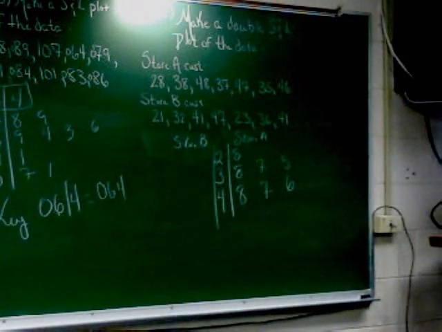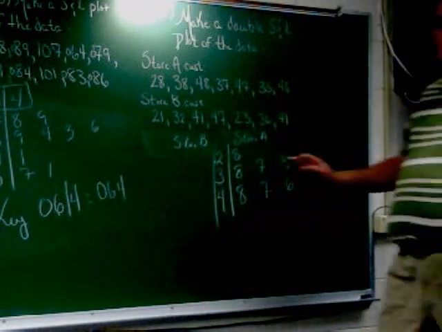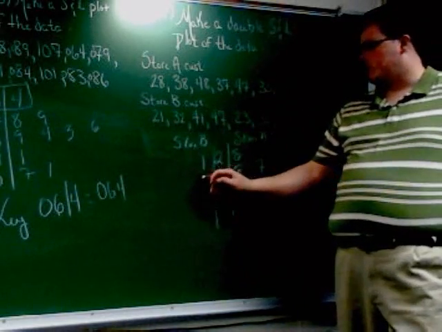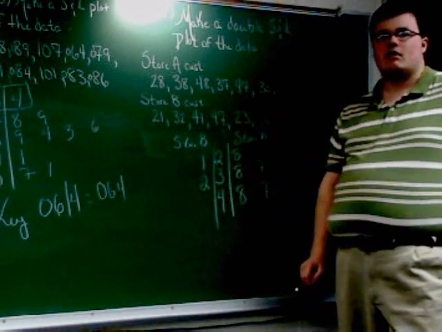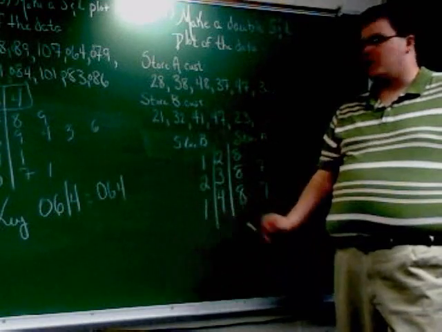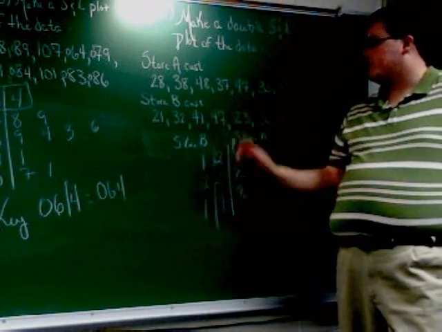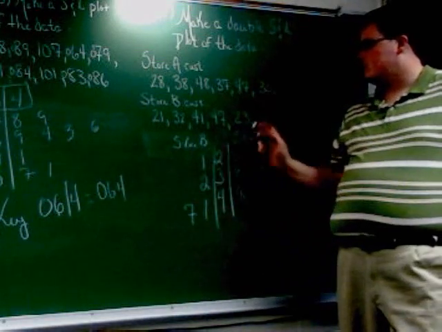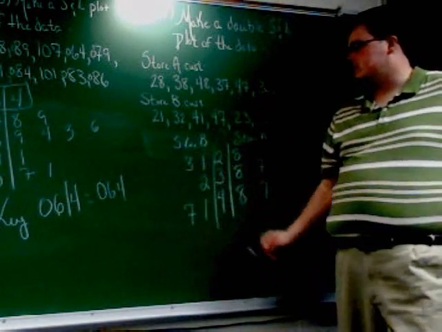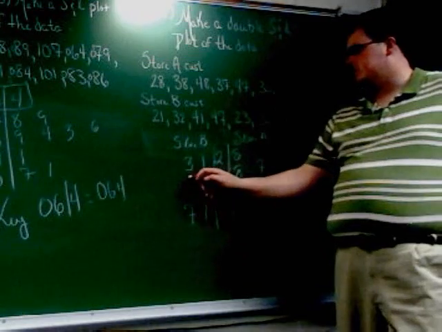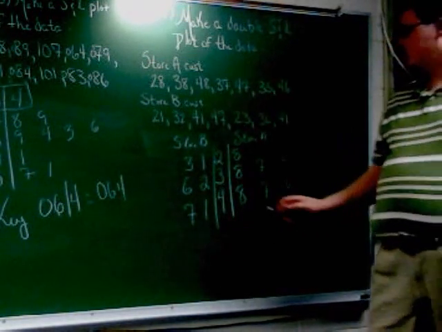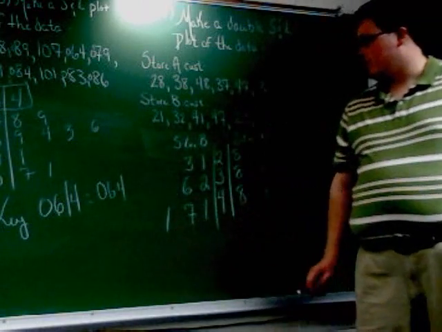Okay. So, got 21, a 1 next to the 2. Again, we're going this way now. 32, 2 next to the 3. 41, a 1 next to the 4. 47, 7 next to the 4. 23, 3 next to the 2. 36, 6 next to the 3. 41, a 1 next to the 4.